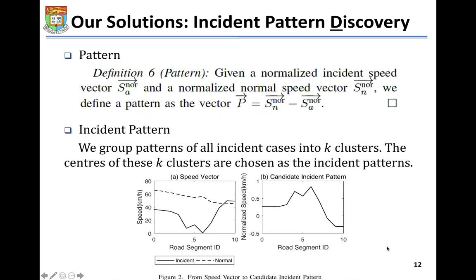The second step is incident pattern discovery. First, we give the formal definition of pattern. We define it as the difference between the normalized incident speed vector and the normalized normal speed vector. Then we group patterns of all incident cases into key clusters. The centers of these key clusters are chosen as the incident patterns.